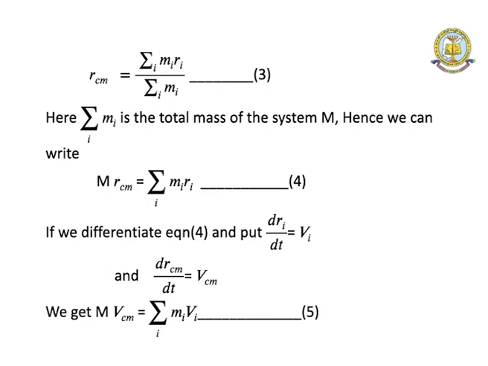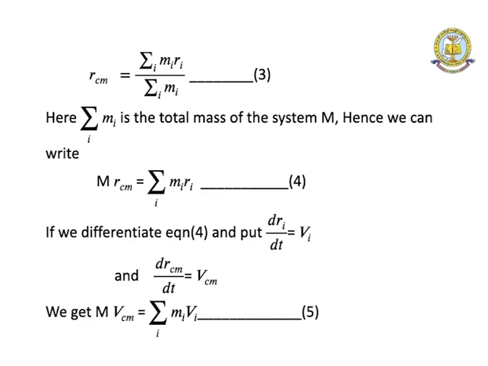So, now we can write the total mass of the system, capital M, substituting in the third equation, that is rcm is equal to summation of i, mi ri by capital M. So, M into rcm is equal to summation of i, mi ri. That is equation 4.